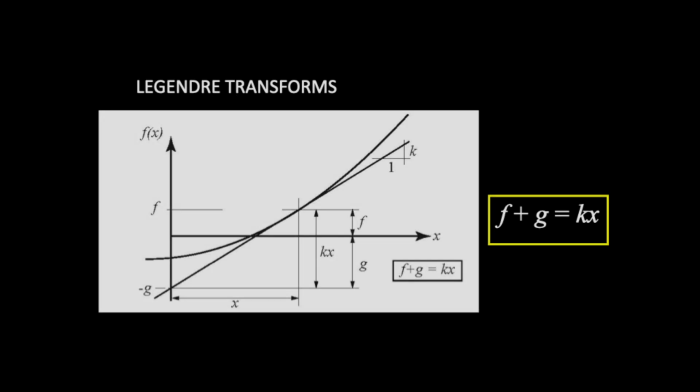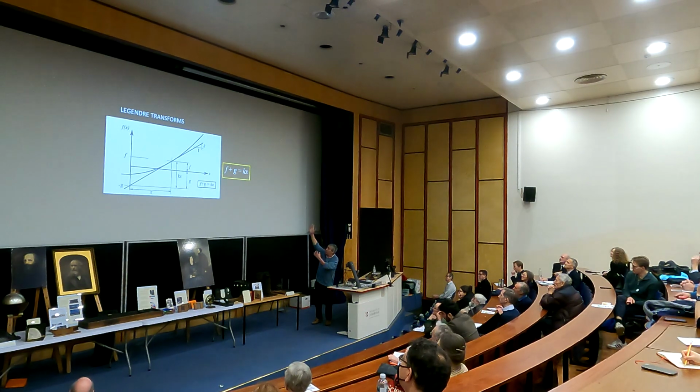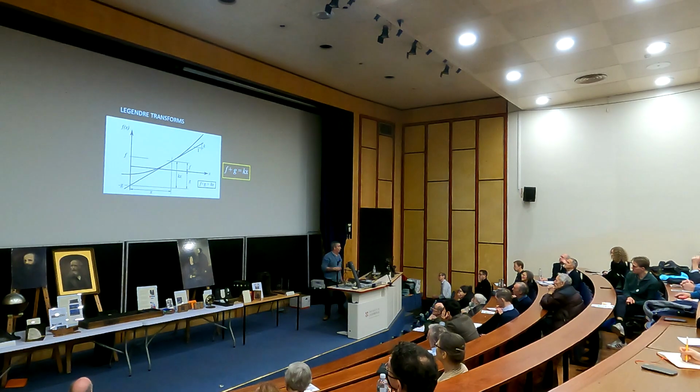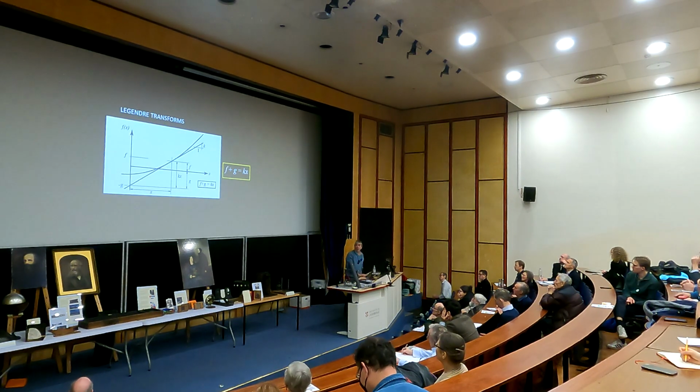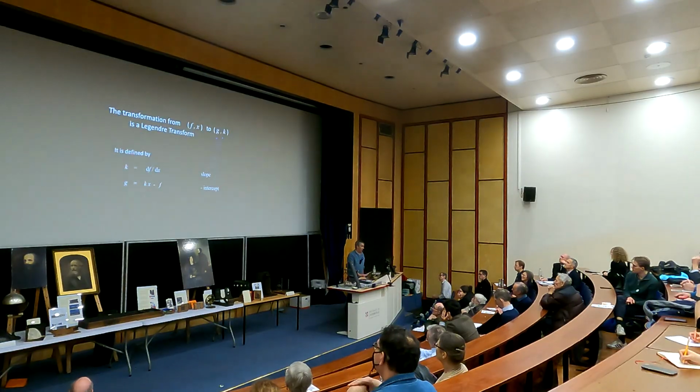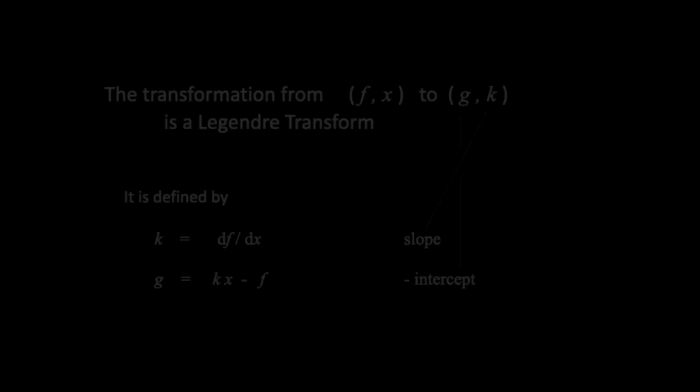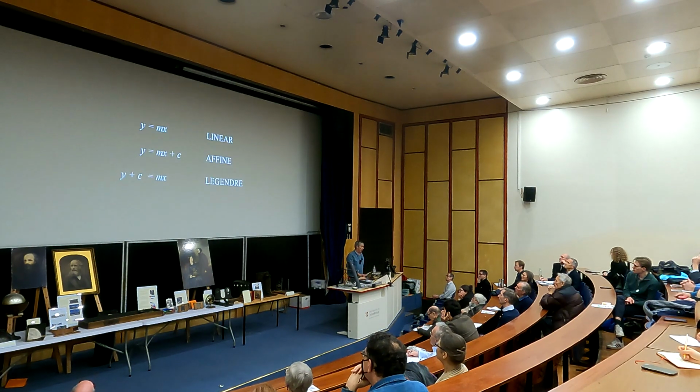And you can see there that the slope times the length x is that height kx, and that must equal the f plus the g. So that's the Legendre transform there. And so to transform from f and x to g and k, that is a Legendre transform. And k was your slope, and g is your intercept with a minus sign.